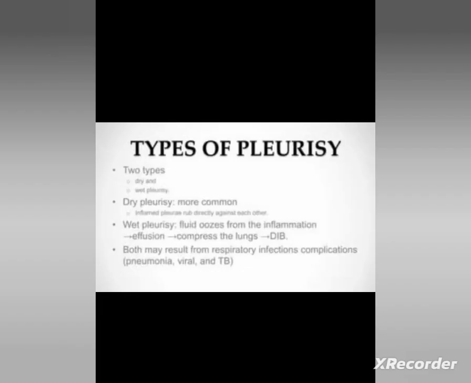Next one, wet pleurisy. Wet pleurisy means fluid oozes from the inflammation. That's why there will be effusion or exudate formation that will compress the lung. So in wet pleurisy, what happens? Due to the inflammatory response, there will be exudate formation, or fluid accumulation, in between the layers of pleura. That is known as wet pleurisy, and that may cause compression of the lung. So here the person will have sudden difficulty in breathing, and severe pain will also be present.